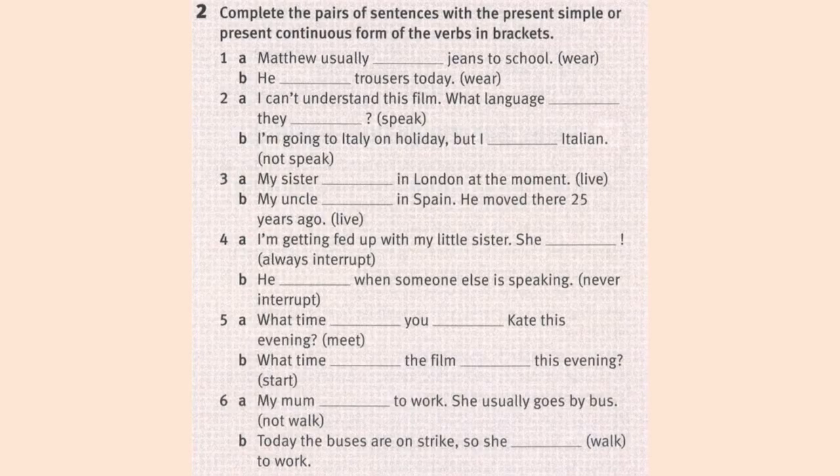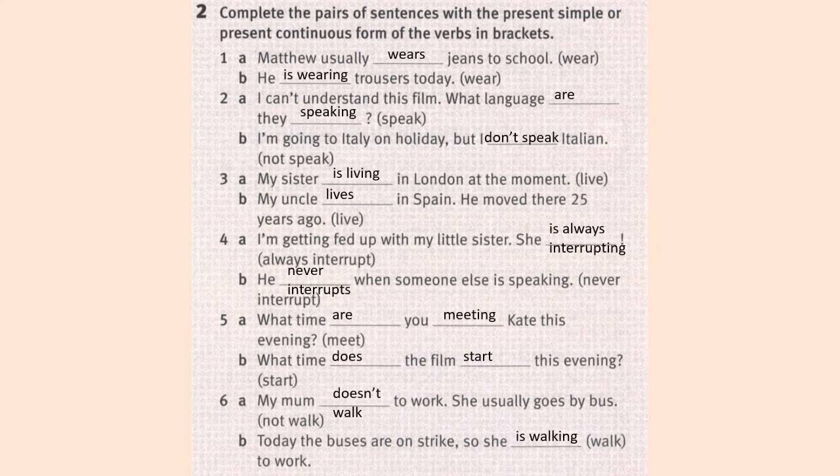Pause the video, try to do this task. It's not difficult. Remember the theoretical part, so we use the present simple for timetables. As a matter of fact, we use it for habits and facts. On the other hand, we use the present continuous for arrangements, for things happening right now. Pause the video and do this exercise, please.